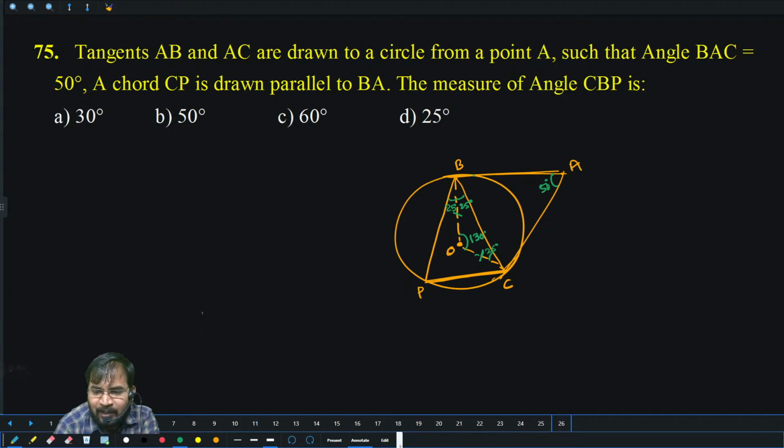Now they are asking what, amma? The measure of CBP. So CBP is how much? 50 degrees. Your answer is 50 degrees.